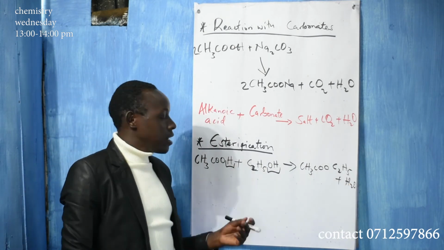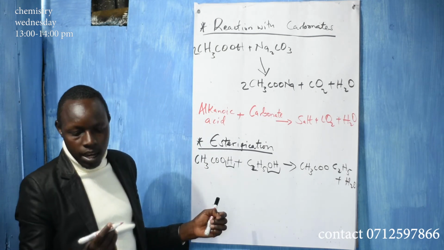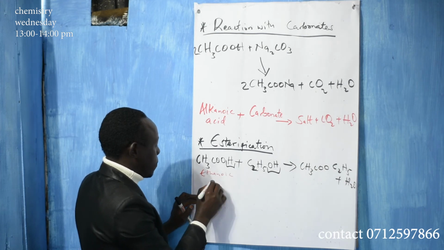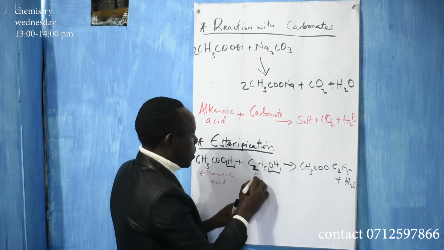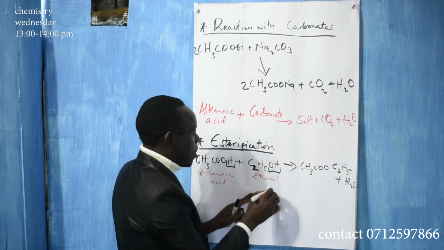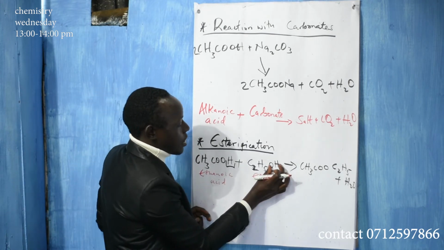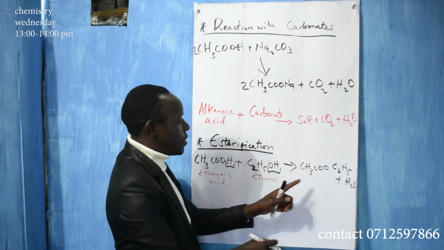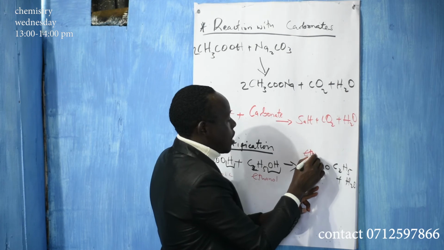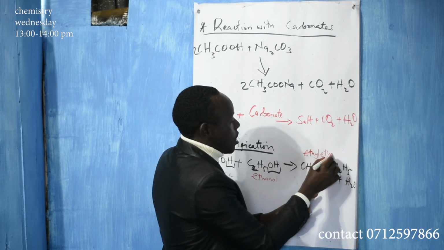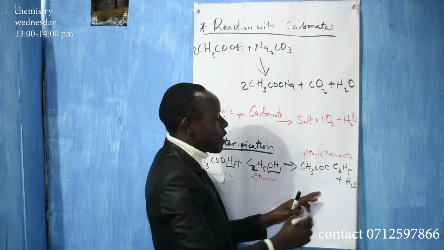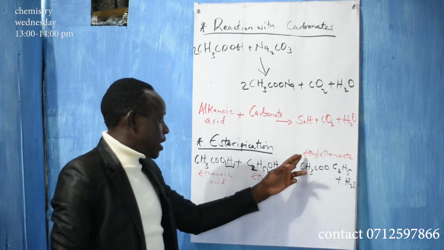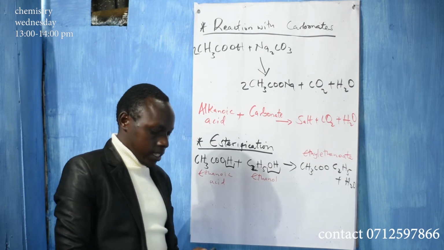You remember that reaction, esterification. It is similar to the one we did in alkanols. So this is ethanoic acid, and this is ethanol. We said that ethanol, when you take away OH, you have C2H5, which is ethyl. So the name of this is ethyl ethanoate. That is the name of the ester.